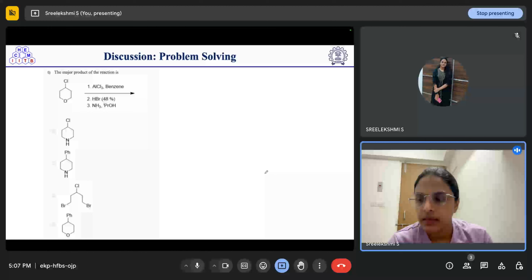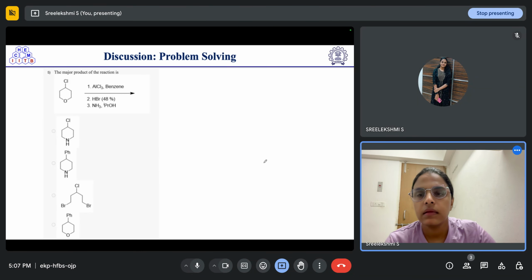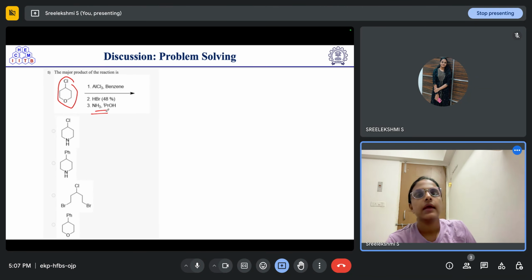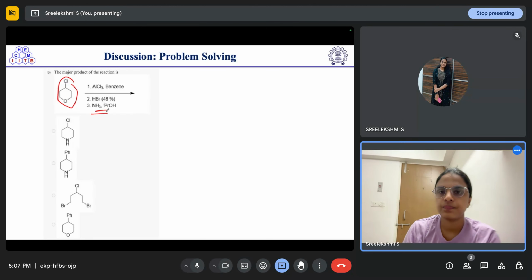Moving to the next question, the major product of the reaction. This compound we are treating with aluminum chloride and benzene in the first step, then HBr 48% in the second step, and then in the third step ammonia and isopropanol. Which will be the major product?